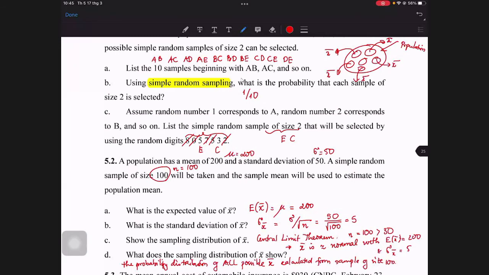Then the sampling distribution of X bar is actually the list of all the possible values that X bar can take, along with the probability. Or in other words, it shows the probability distribution of all the possible values of X bar, given that we take samples of the same size. In this case, the size is 100. So these are the answers for these first two questions.